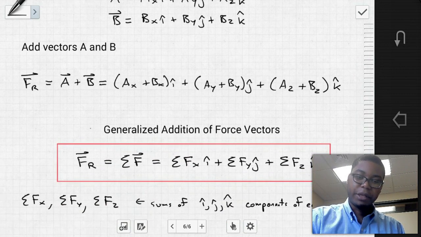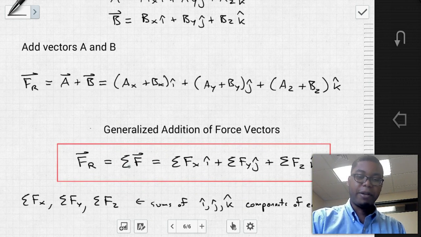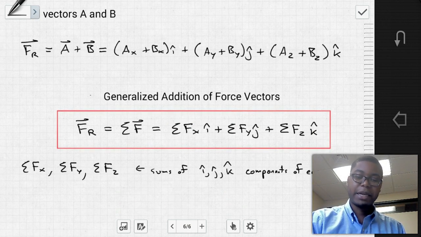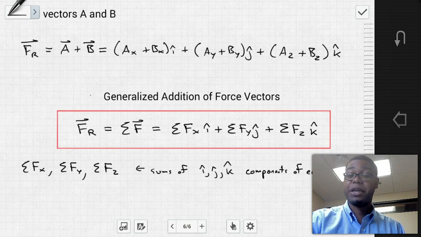So in general, the generalized addition of force vectors, the force resultant is going to be equal to the sum of the force vectors. The sum of the force vectors in Cartesian form are equal to the sum of the components in the x direction, the sum of the components in the y, and the sum of the components in the z, broken down into Cartesian form, where i, j, and k describe the directions of those components, and the sums are the magnitudes.